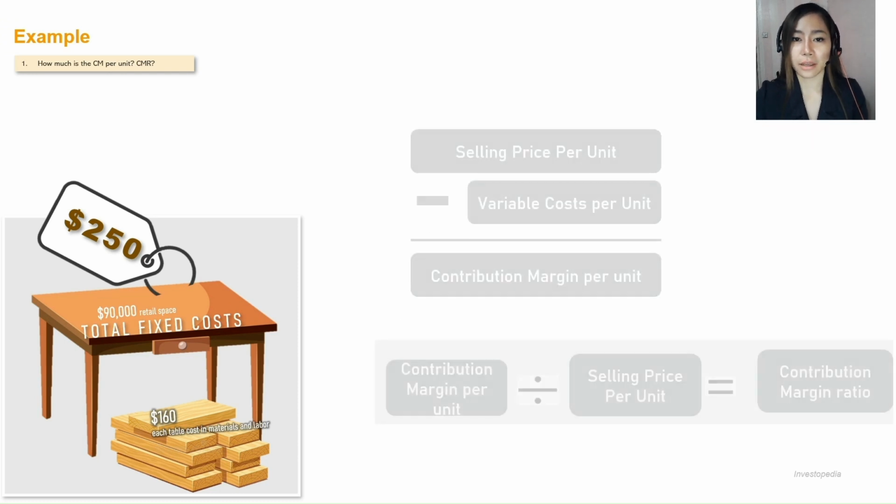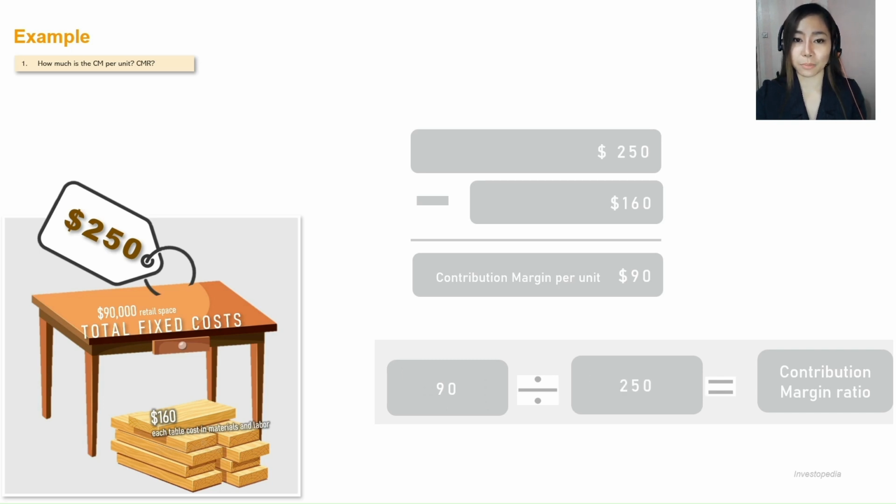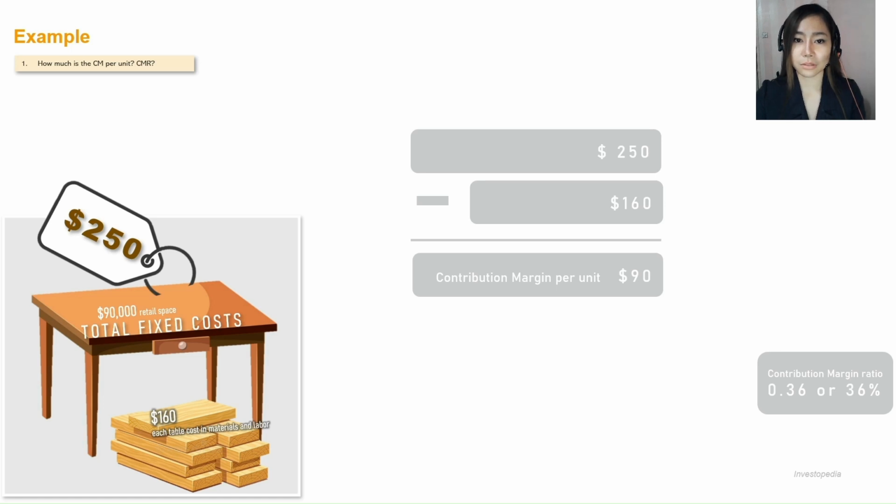So here are our equations. Selling price per unit minus variable cost per unit equals contribution margin per unit. Then you divide that contribution margin per unit by the selling price per unit, and we get the contribution margin ratio. So selling price per unit, which is 250, minus variable cost per unit, which is 160, equals 90. That is the contribution margin per unit. Then 90 divided by the selling price per unit equals a contribution margin ratio of 36%.